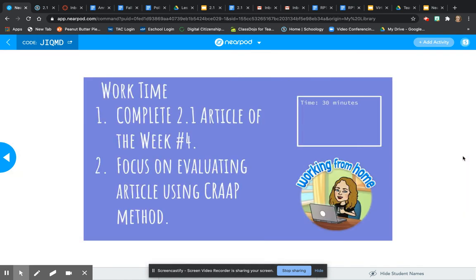So now that you've watched the mini lesson, you guys are going to do your independent work. You're going to work on the article of the week number 4, focusing on actually practicing evaluating the article using the CRAAP method. If you still have questions or this doesn't make sense to you, please come to office hours and I can help you out.